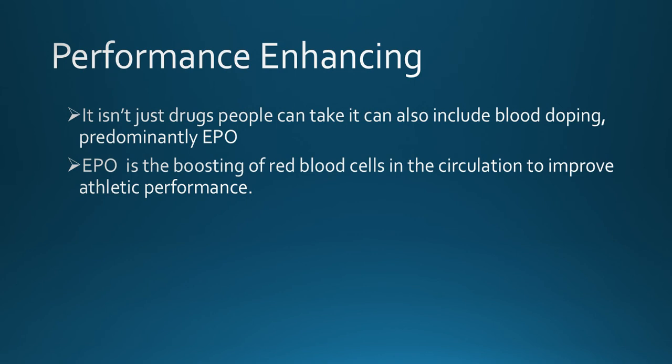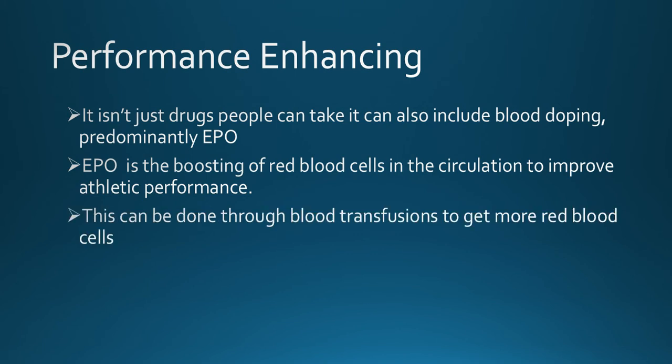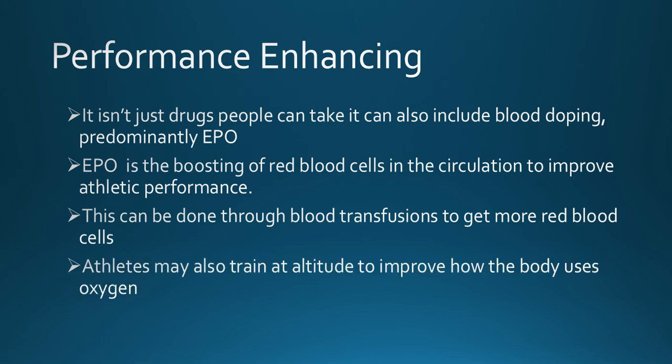Okay, and it can be tested by taking blood samples and seeing if there's an abnormally high amount of blood cells within your count. Okay, but this was used a lot in things like the Tour de France and long distance running, people trying to get that upper hand, and this was one of the ways that they did it. So this is done through blood transfusions to get more red blood cells in.